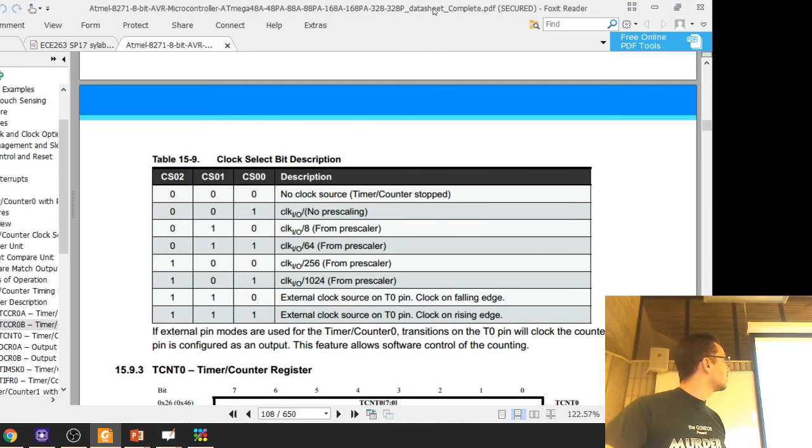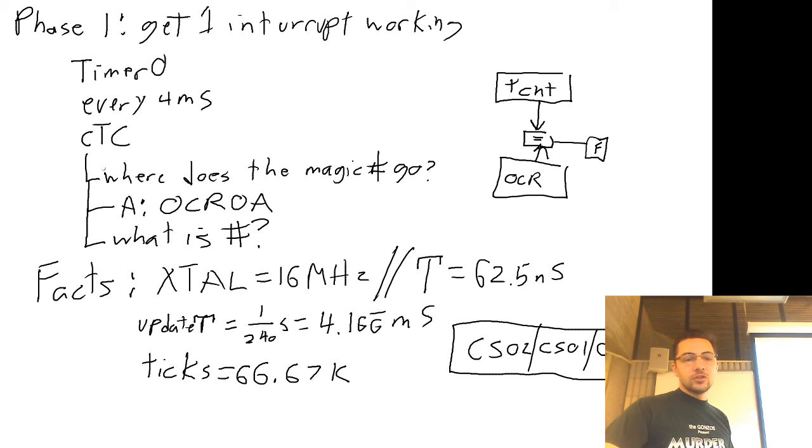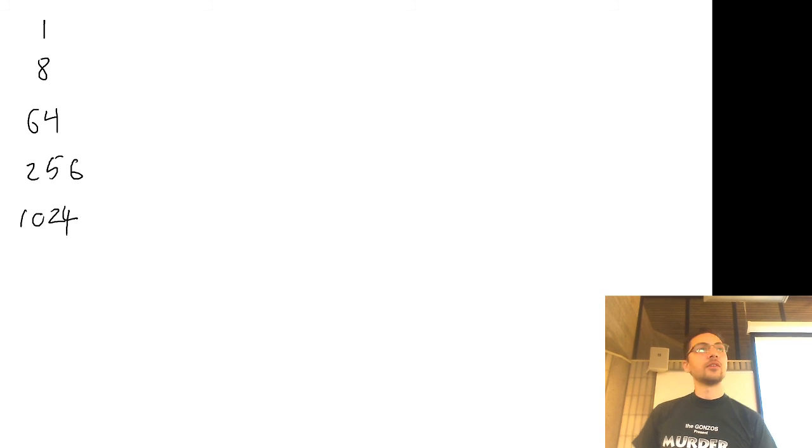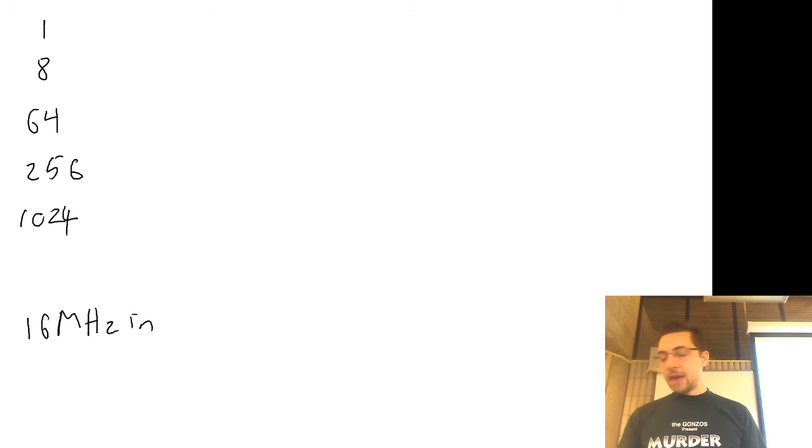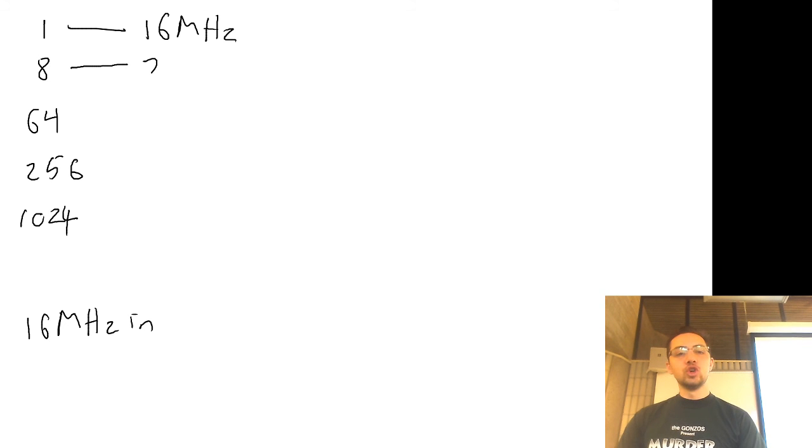Well, it would be better if I could get to the screen here. So that does affect our calculations. So let's go to another page here. A prescaler, and again, we have 1, 8, 64, 256, and 1024, affects our incoming frequency. So if we start with 16 megahertz in, a divide by 1 is still 16 megahertz. A divide by 8 would give me how many megahertz? 2 megahertz. Okay, from there it gets a little bit more interesting.